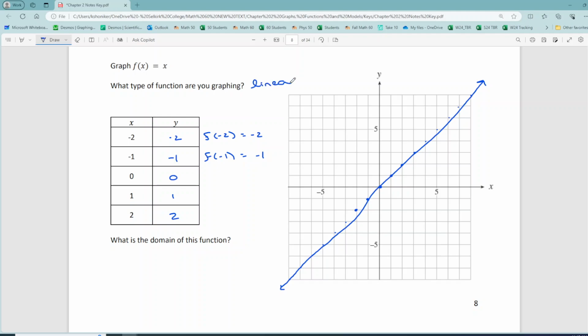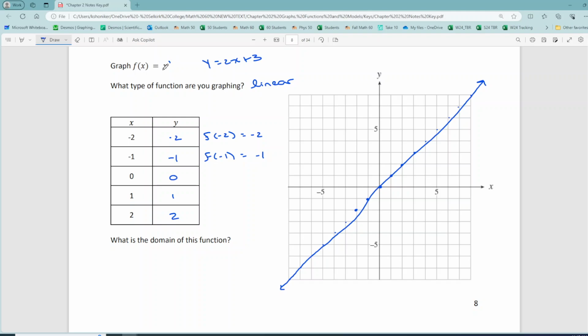We call this a linear function. How do I identify a linear function? Well, there's an x, but the highest exponent on x is a 1. So anything that has a graph of something like y equals x or y equals 2x plus 3, you're always expecting a linear function. What is the domain of a linear function? Well, if you think about it, again, there's arrows going to the left, there's arrows going to the right. So for the graph, I can say the domain is negative infinity to infinity.